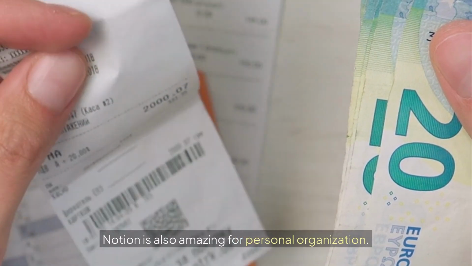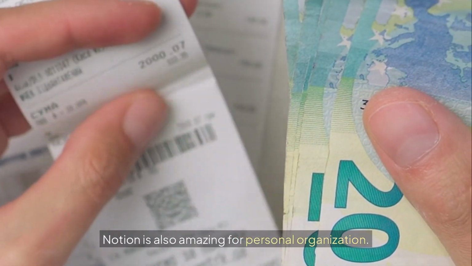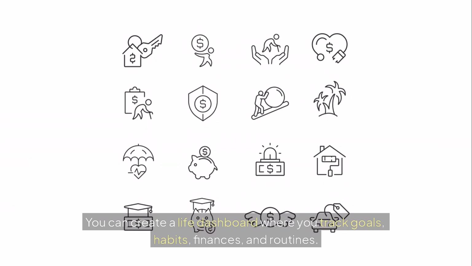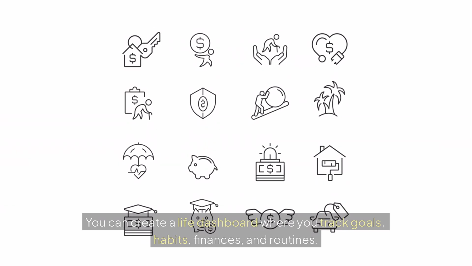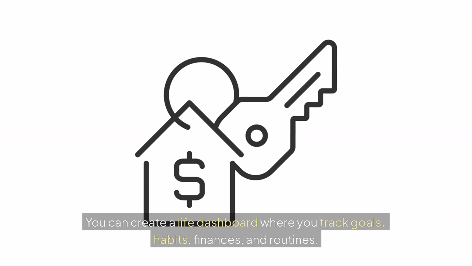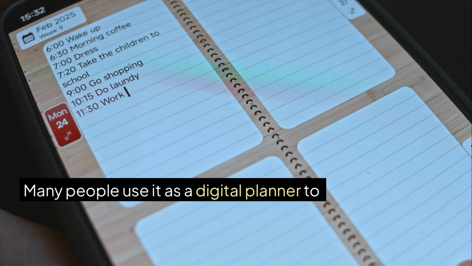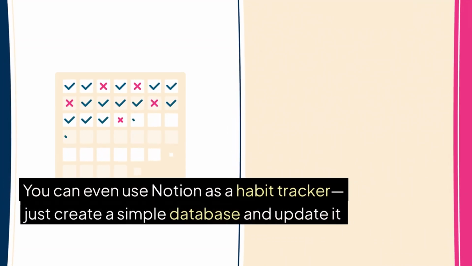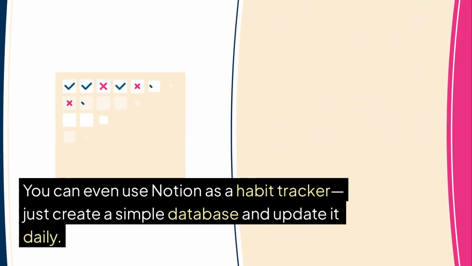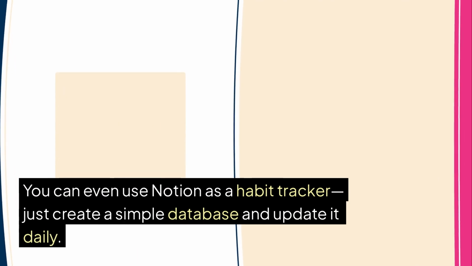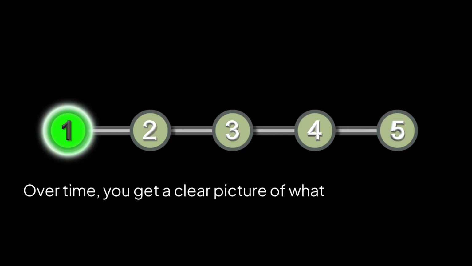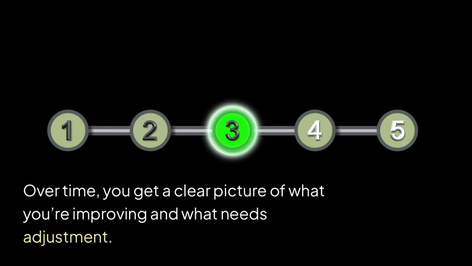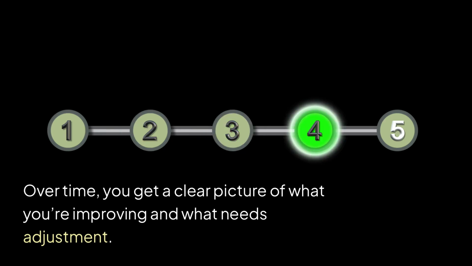Notion is also amazing for personal organization. You can create a life dashboard where you track goals, habits, finances, and routines. Many people use it as a digital planner to plan their weeks, schedule their days, and monitor their progress. You can even use Notion as a habit tracker. Just create a simple database and update it daily. Over time, you get a clear picture of what you're improving and what needs adjustment.